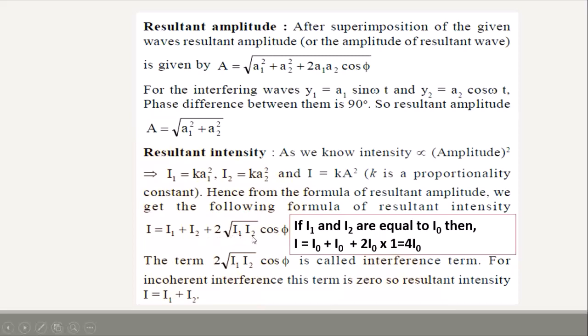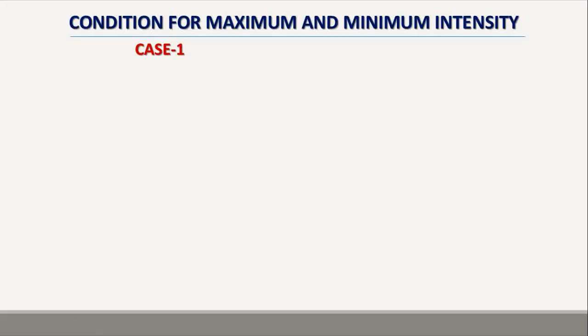is equal to I1 plus I2 plus 2 root I1 I2 into cos phi, and the intensity of a wave is directly proportional to the square of the amplitude. We will study now the condition for maximum and minimum intensity in three different cases.